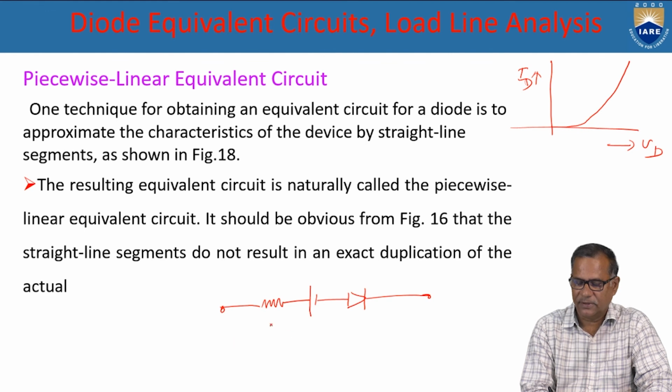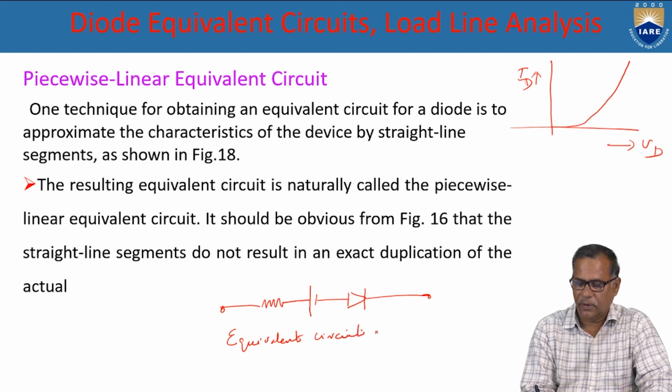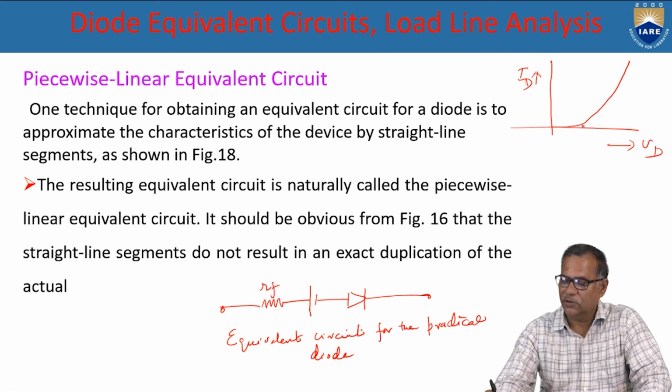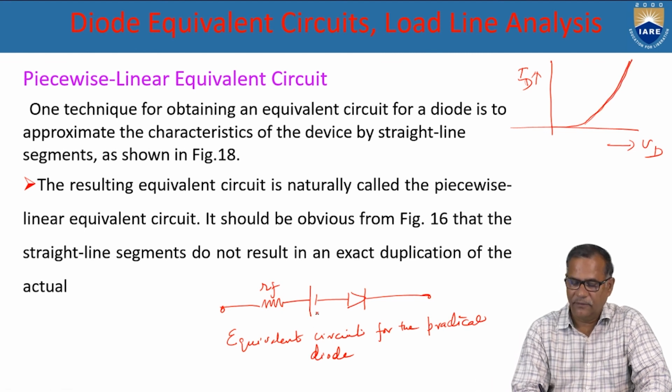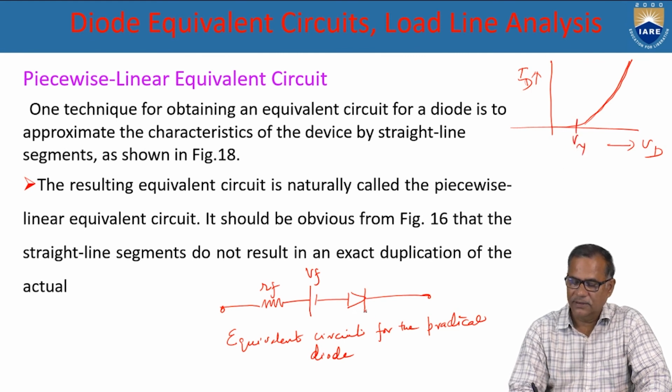So this is a representation of the practical diode, or the equivalent circuit for the practical diode. So this is RF. This RF will take care of this slope, and this voltage VF will take care of this cut-in voltage V gamma, and this is the ideal diode.